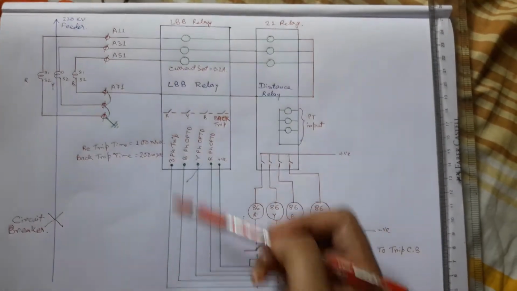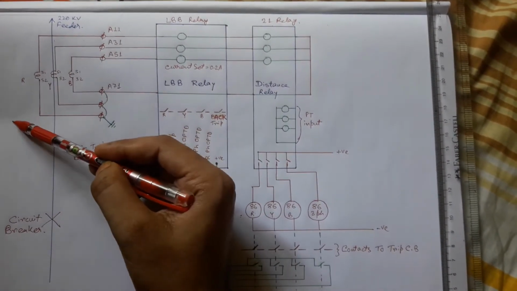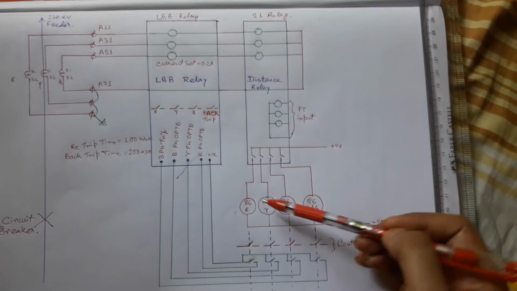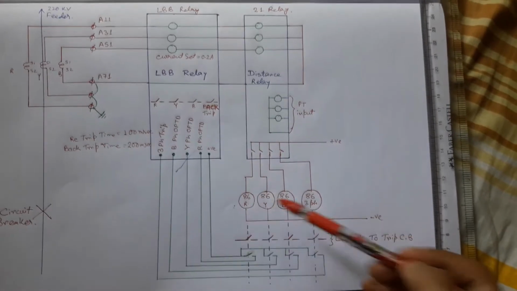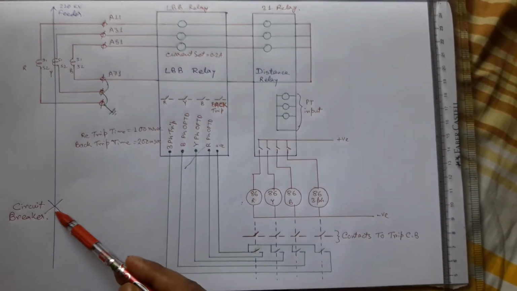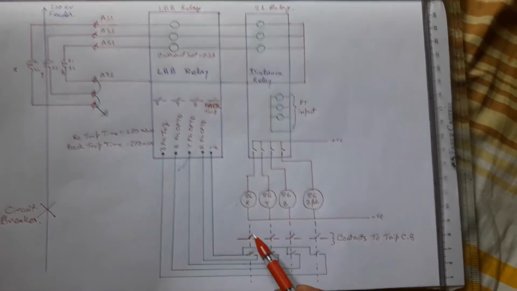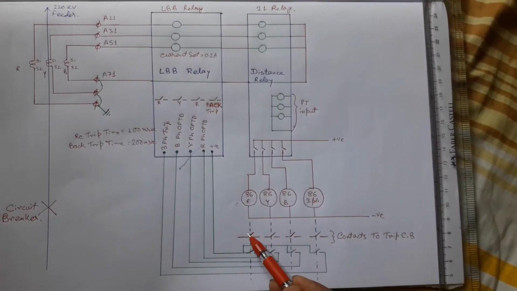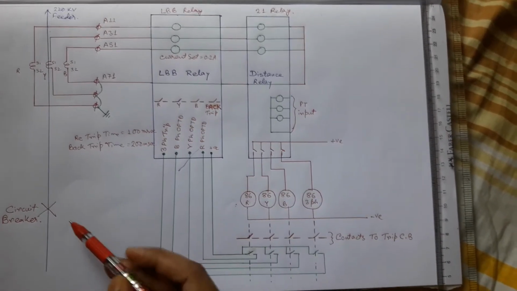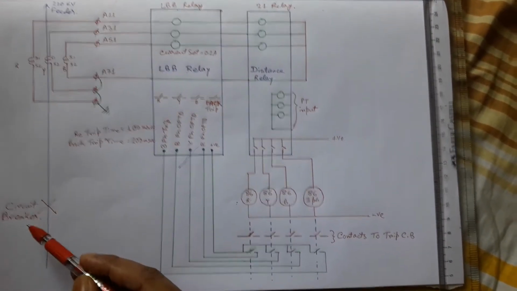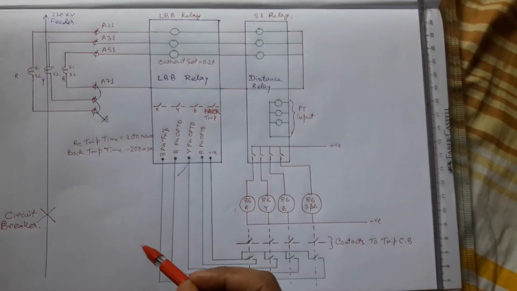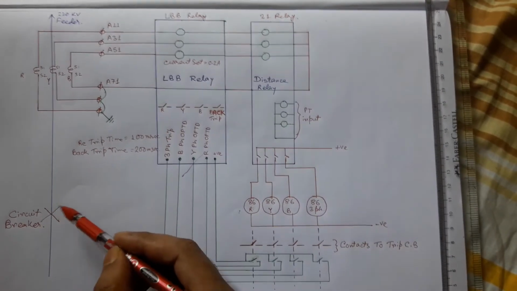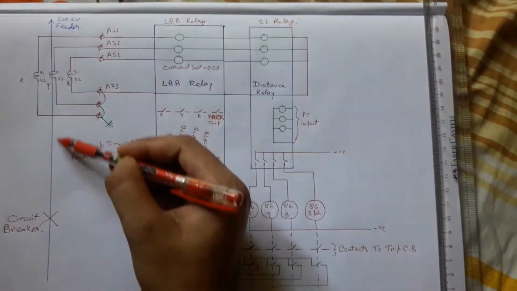Now in a real situation, suppose a red phase to earth fault occurs. Due to this fault, the distance relay will operate and the red phase 86 will operate to trip the red pole of this circuit breaker by operation of this contact. But suppose this contact is faulty, then the red pole of this circuit breaker will not open.